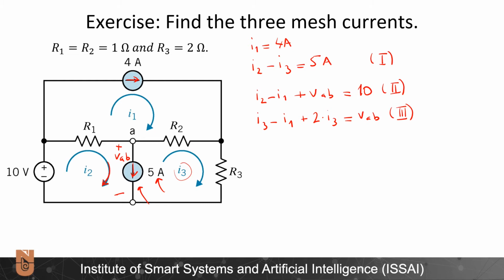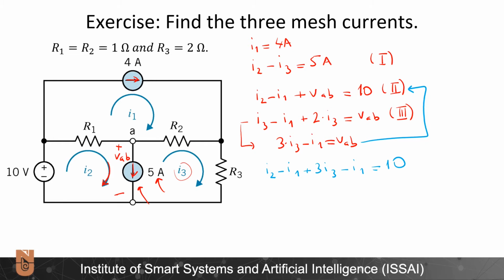I can simplify this third equation a little bit. I can write 3 times I3 minus I1 is equal to VAB. Let's change color such that I don't get confused. I can write this VAB into this equation: I2 minus I1 plus 3 times I3 minus I1 is equal to 10. Let's simplify this a little bit.